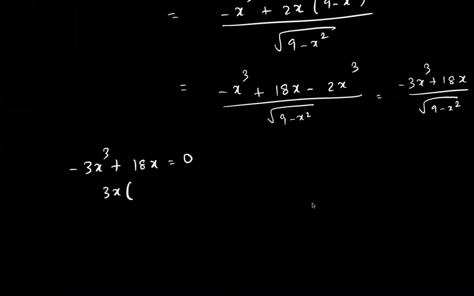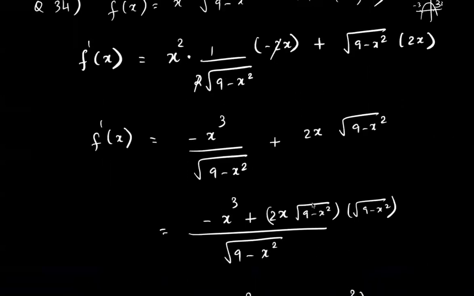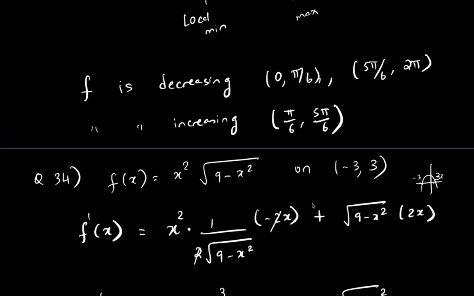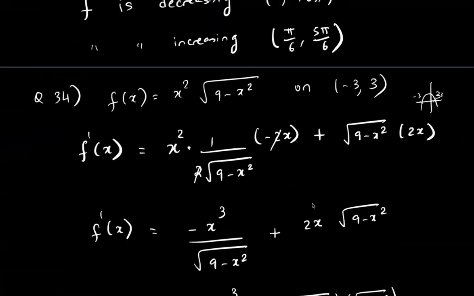Okay, so then I have this. So what are my critical values? x equals 0, and then x equals plus or minus √6. Okay, so I have these. Now I need to see which ones belong in the interval. So 0 is fine. Plus or minus square root of 6 are also fine. Okay, so we have three critical values.